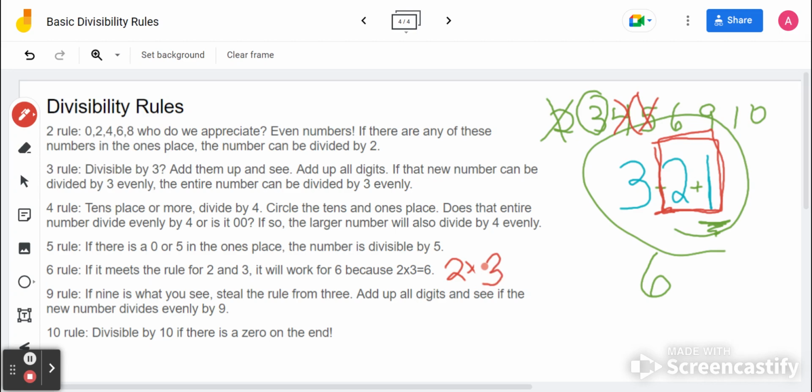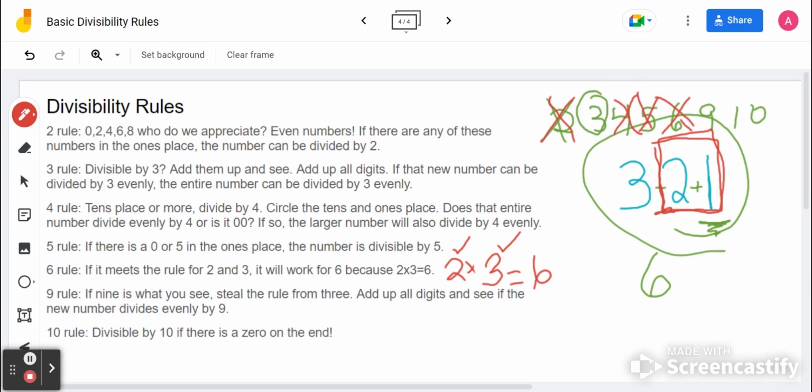Sorry about that. So since 2 times 3 equals 6, if a number is divisible by both 2 and 3, it will be divisible by 6. So this number is not divisible by 2. So nope, it's not going to be divisible by 6 because it needs to be divisible by both numbers.